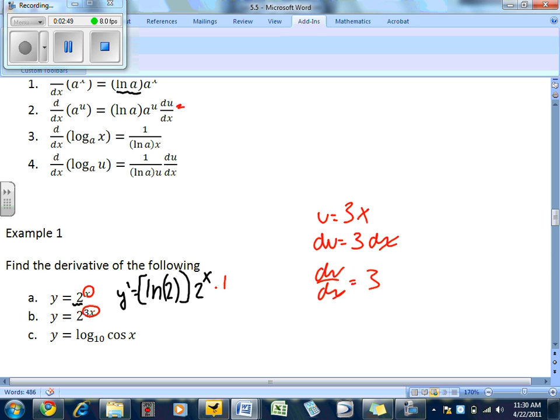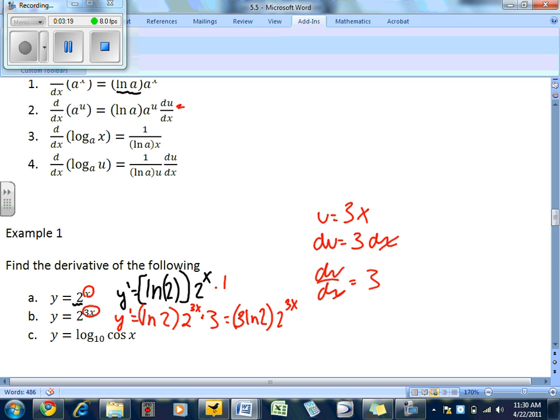Our formula over here says the natural log of the base, so y prime is going to equal the natural log of 2 times our original problem, 2 to the 3x, times du dx, which is actually just 3. And we can simplify this a little more. We can say this is going to be 3 times the natural log of 2 times 2 to the 3x. So that's b there.